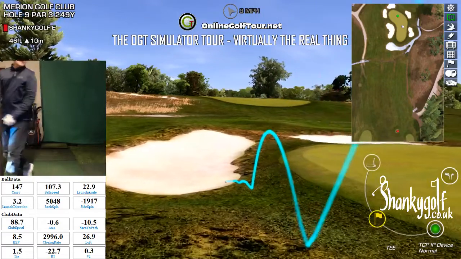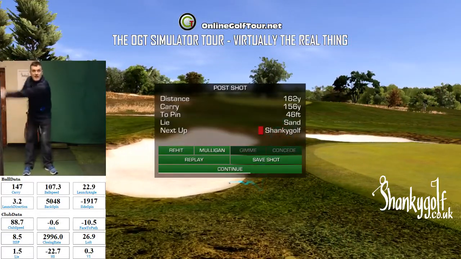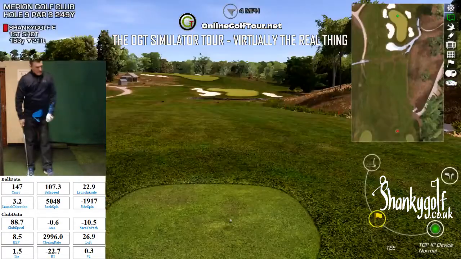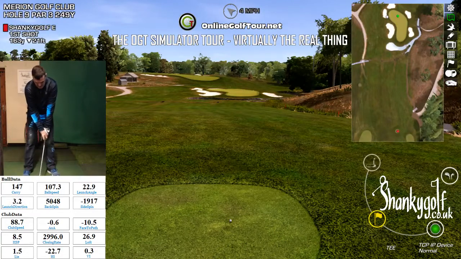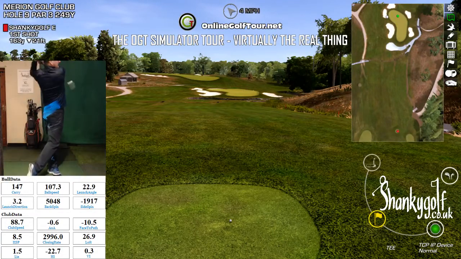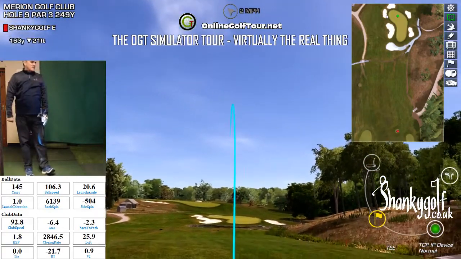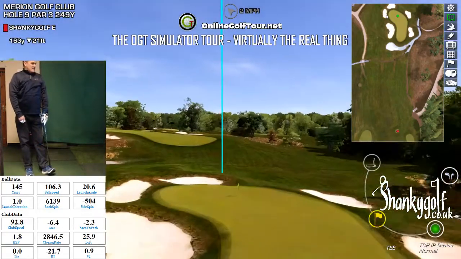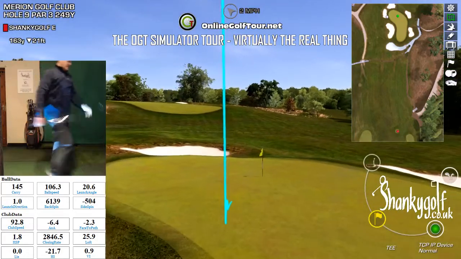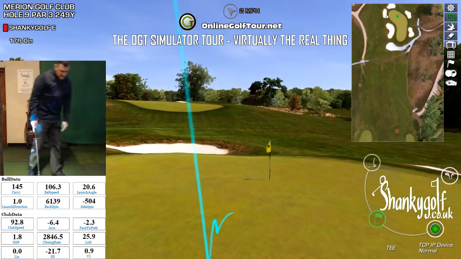Mix it around. Play with it. Hit random shots. Move the ball position around. Experiment with it. Learn to hit it from a variety of different setups, swings.